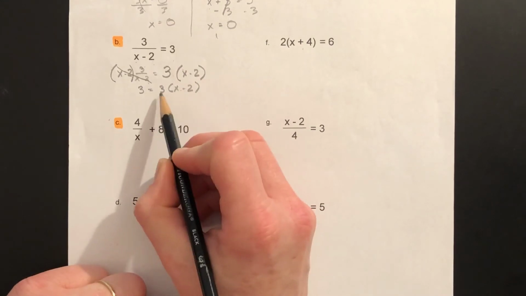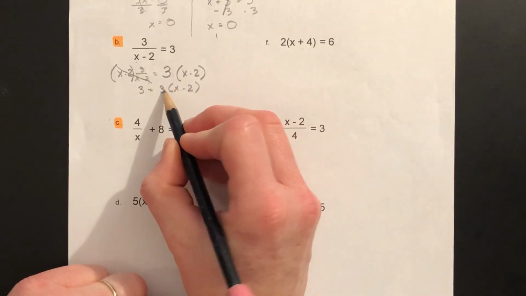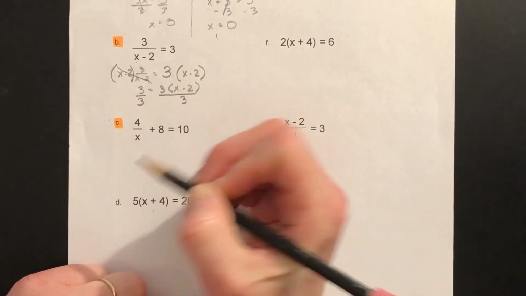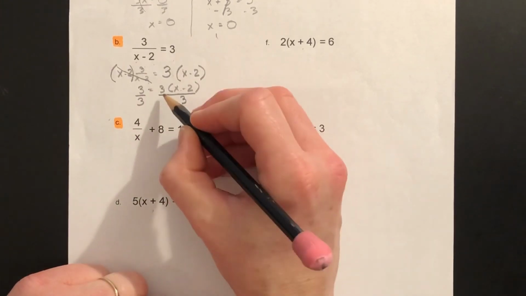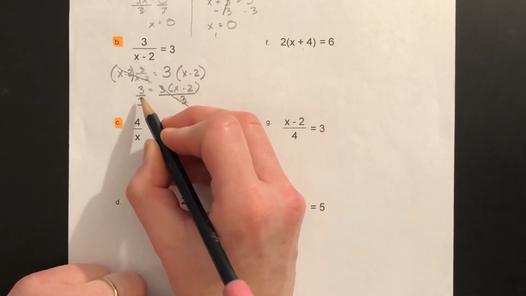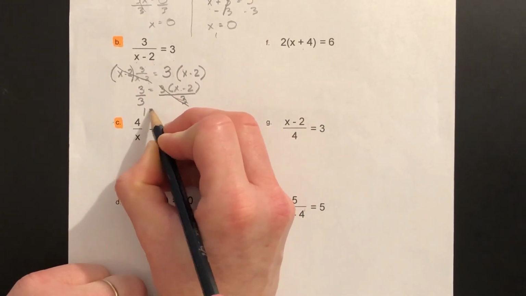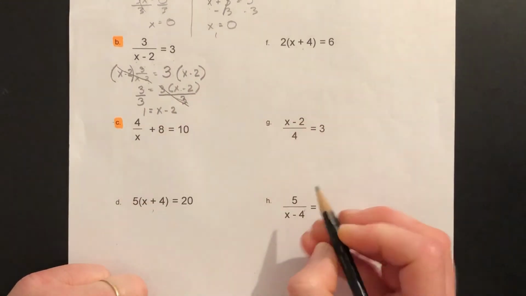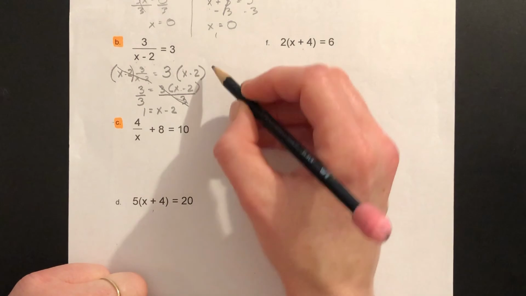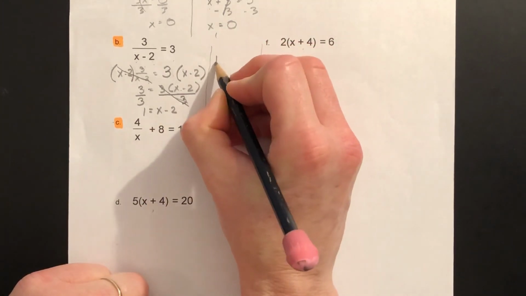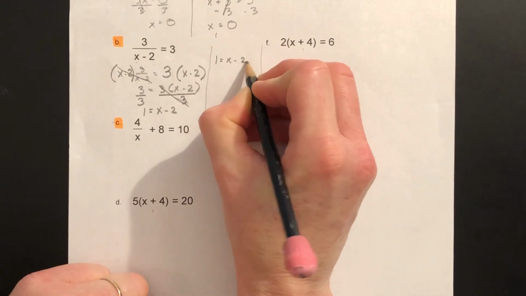We will divide both sides by 3 to get rid of the times 3. You can choose to distribute if you want. That cancels out. So 3 divided by 3 is 1 equals x minus 2. I need to come over here. 1 equals x minus 2.